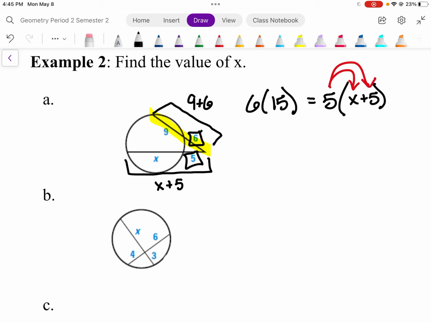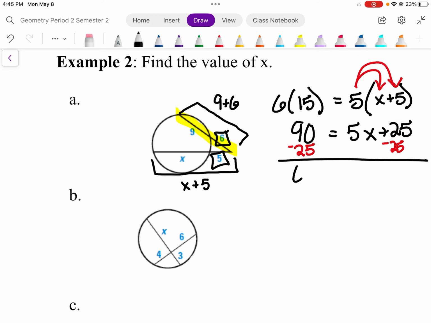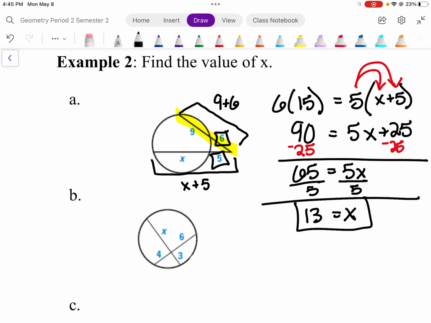Okay, so then we're going to distribute and do some multiplying. So that'd be 60, 90, and then equals 5x plus 25. So we'll start by subtracting that 25 on both sides. And then dividing by 5. And that will give us our answer of x equals 13. And this one was just asking us to find the value of x, so that would be our final answer.